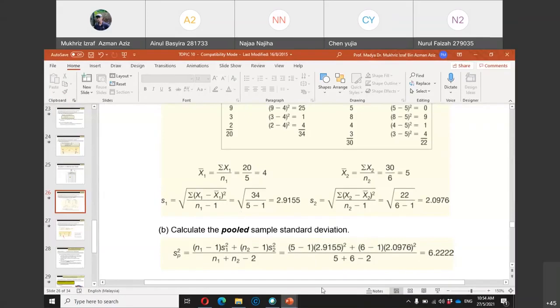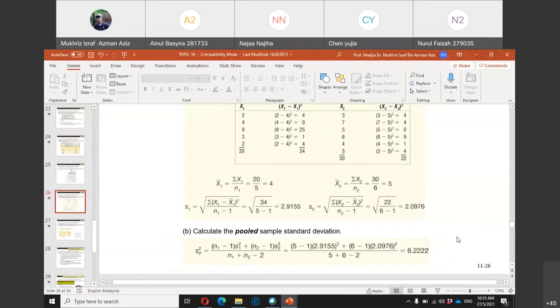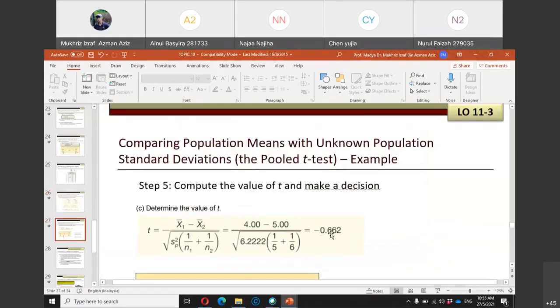The first one will be N minus 1, 5 minus 1. For Wallis, there are 5 samples, multiplied by 2.9155 squared, followed by sample number 2. There are 6 samples in Atkins, minus 1, multiplied by the variance, divided by 5 plus 6 minus 2. This is just to get the pooled variance, or pooled S squared P. You get 6.2222. Then finally, to determine the value of T, or step number 5, calculate the T value and make a decision.